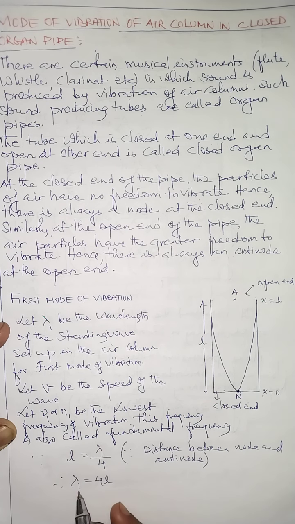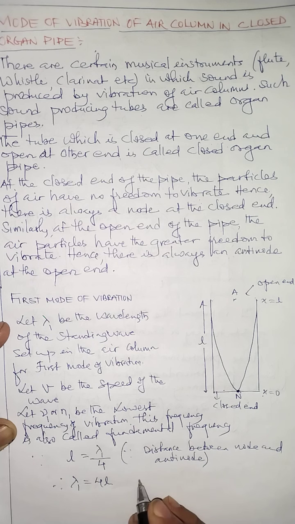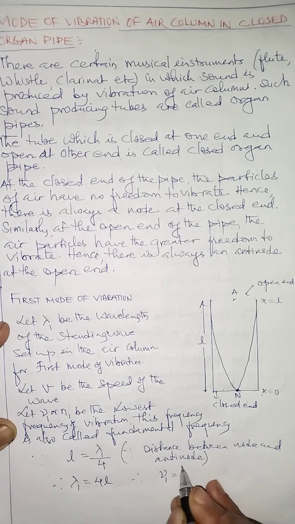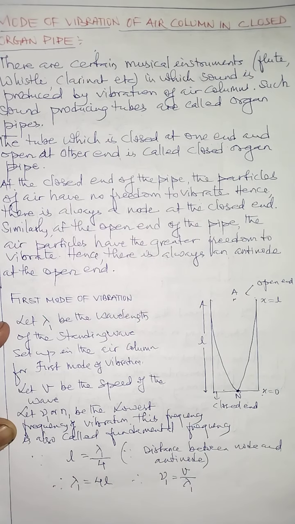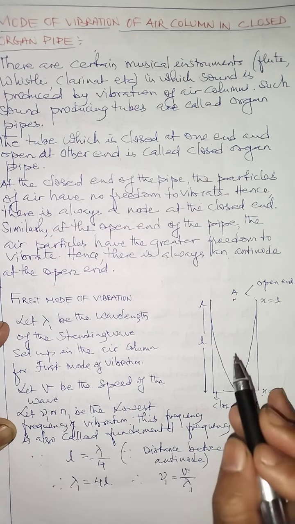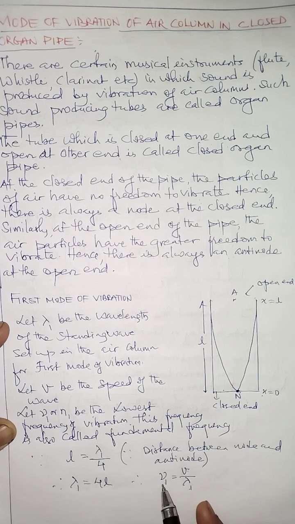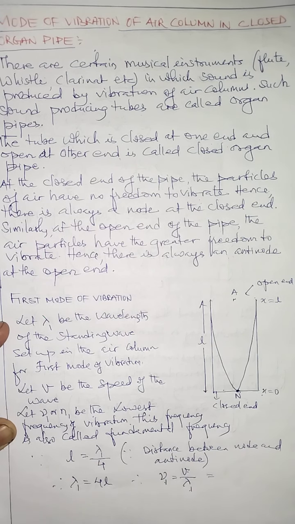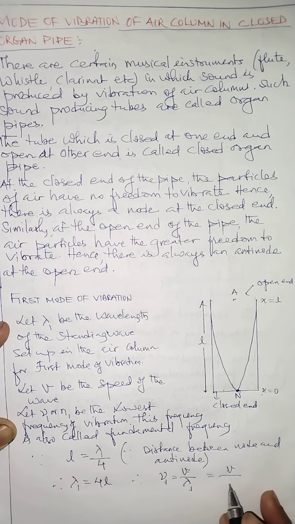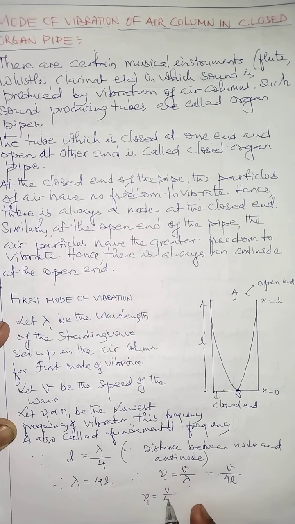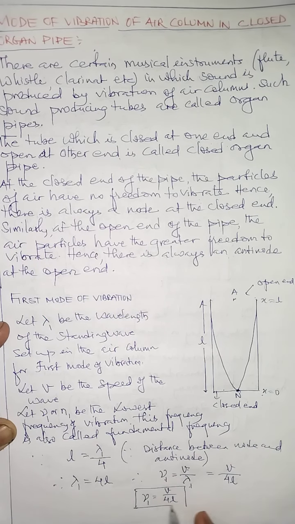So this is the wavelength of the first mode of vibration, and then we can write the frequency. You know that frequency is speed by wavelength. So children, remember this: frequency means speed by wavelength, and the wavelength for the first mode of vibration is lambda 1. So frequency nu1 equals speed by wavelength. Let me substitute the values now: v by lambda 1, and lambda 1 is 4L. So frequency nu1 equals v by 4L.